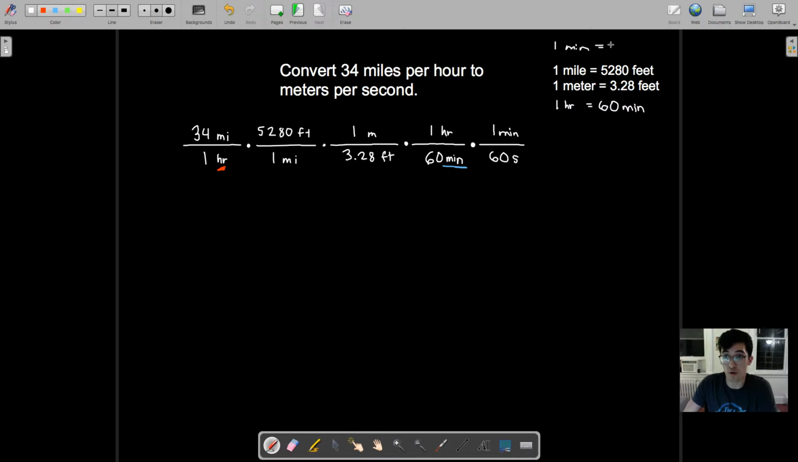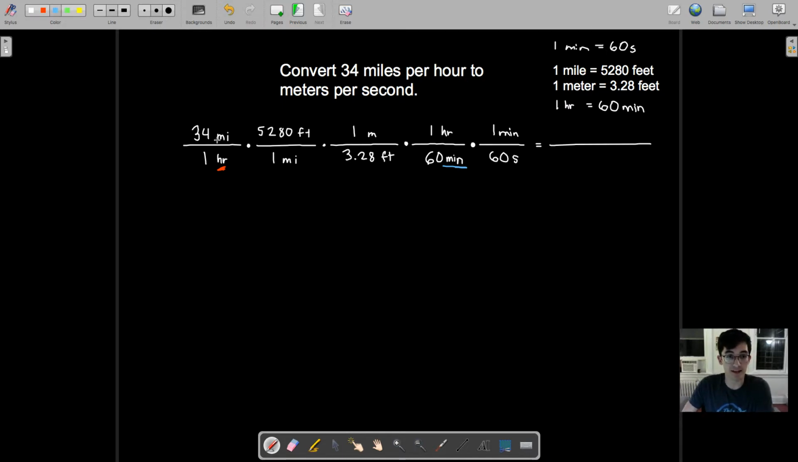So these are the 4 conversion factors we used. 2 of them were given to us, 2 of them we just knew. And so we have this whole long fraction. We're going to deal with it the same way we always do. Right? We're going to multiply and divide. But first, we have to make sure our units work out. So let's do a check.